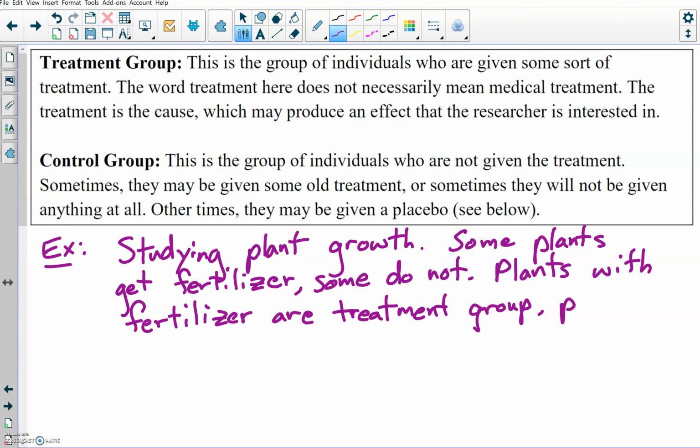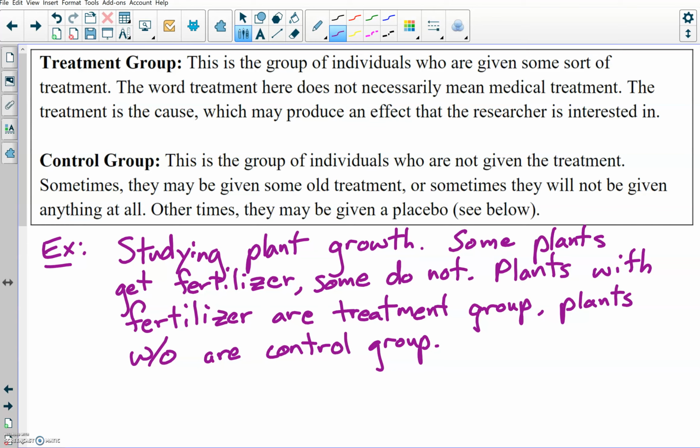Plants without are the control group. So that's all there really is to it. If you're wanting to study the effect of something, then you're going to have your treatment group.